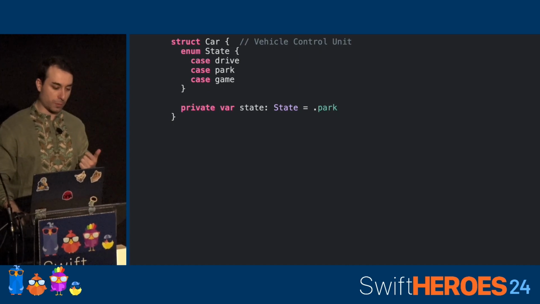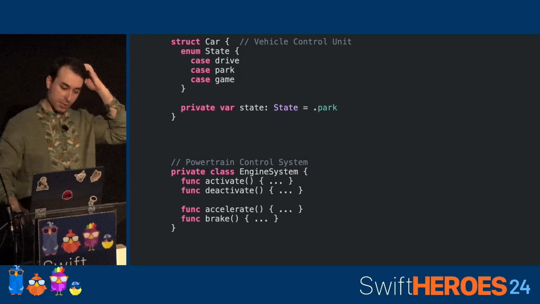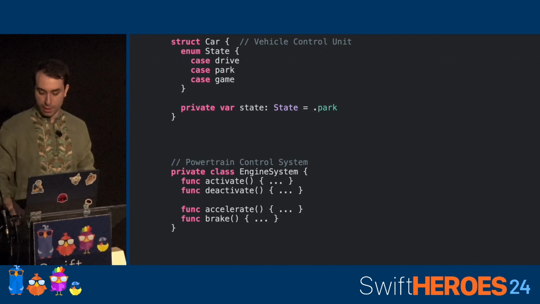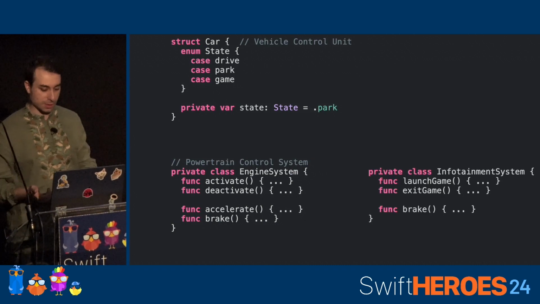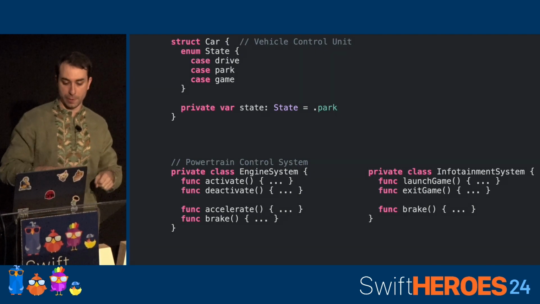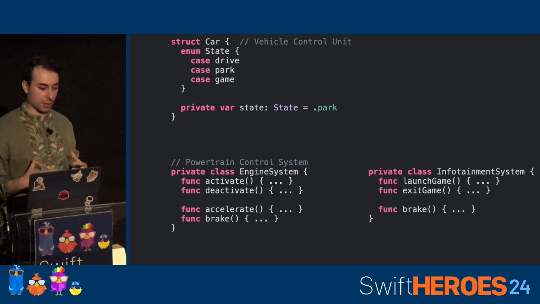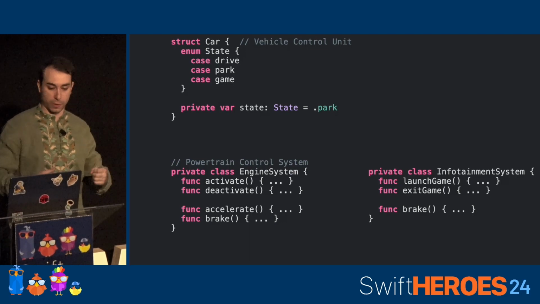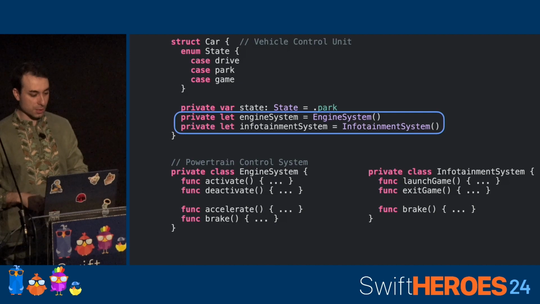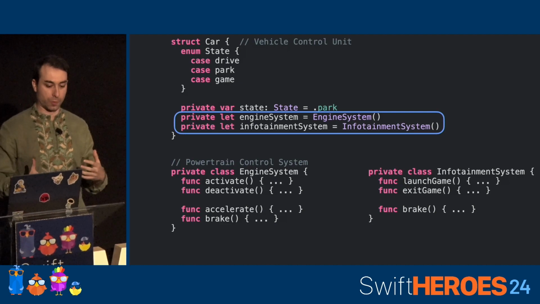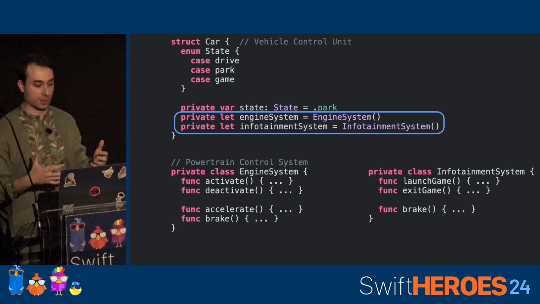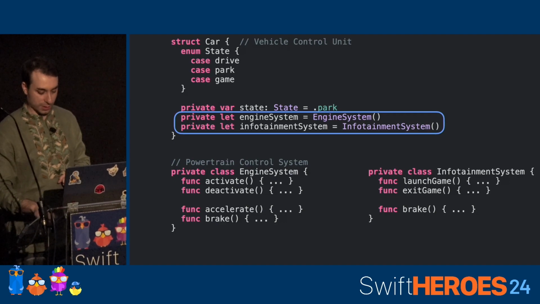Now, we need a couple more systems. One is the engine system, which allows us to start and stop the engine and also accelerate and brake. And there's another system, which is the infotainment system, which allows us to launch the game, exit the game, and also brake within the game, right? So these are the underlying systems that our car computer needs to operate. An important thing is these both are classes, so reference types. So we have references to these systems as properties, and these systems are kind of like singletons in a sense, right? There's only one engine system and only one infotainment system.